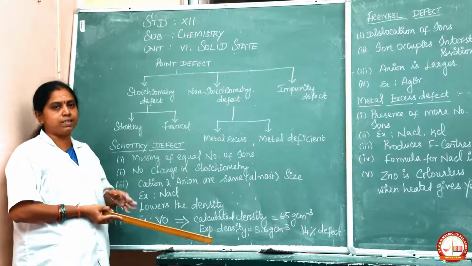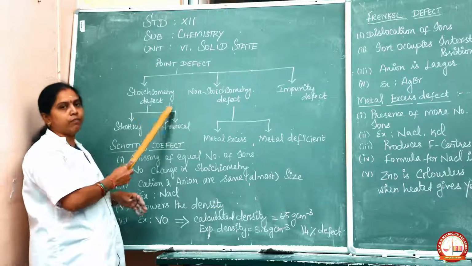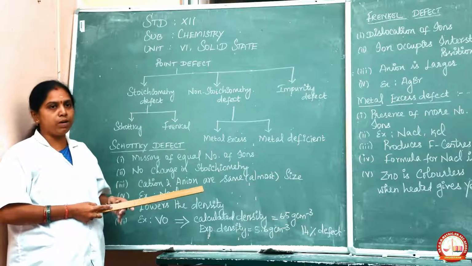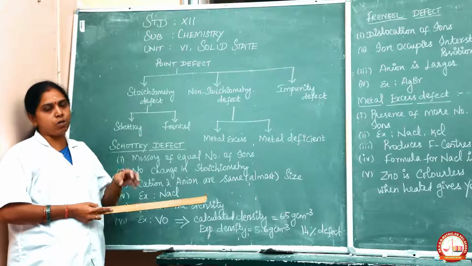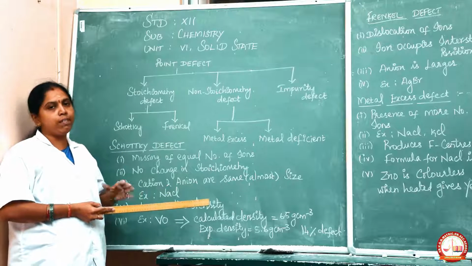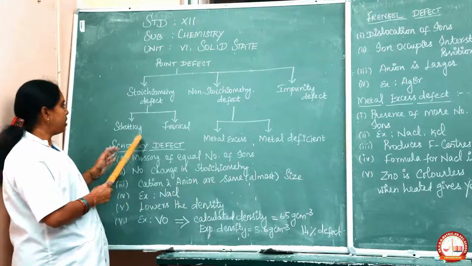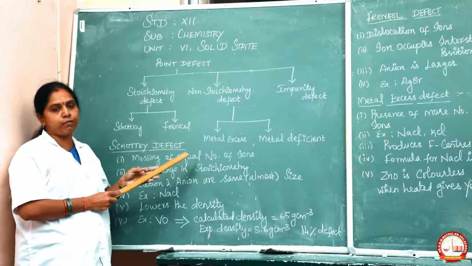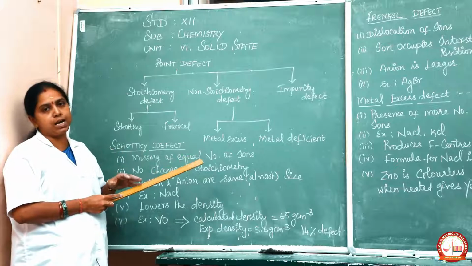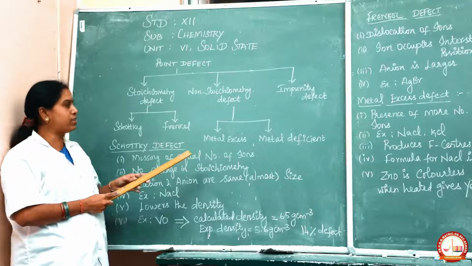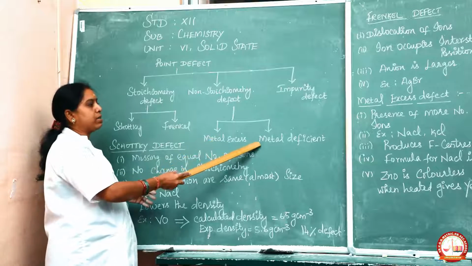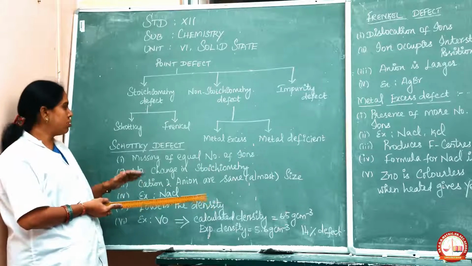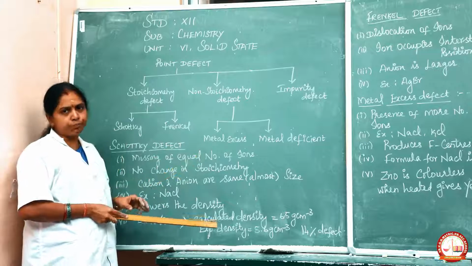of ions, etc. So this stoichiometric defect is otherwise known as intrinsic defect or thermodynamic defect, because it can arise due to thermal vibration. First, these 2 defects, Schottky defect and Frenkel defect, are considered the most common point defects, and the metal excess and metal deficient defects are considered less common point defects. So first we will discuss the Schottky defect.